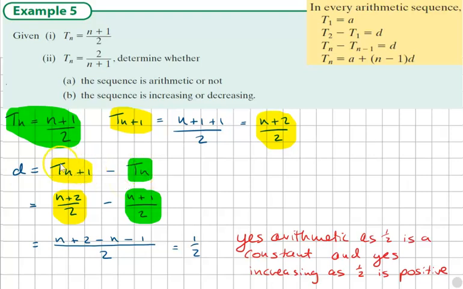So then we just sub in. Tn plus 1, we're going to replace with (n plus 2) all over 2. And then Tn, we're going to replace with (n plus 1) over 2. And then since we have a common denominator of 2, we have n plus 2 minus n minus 1. The n's will cancel, and you're left with a half, which is a constant. So yes, the sequence is arithmetic because a half is a constant. And yes, it's increasing as a half is positive.